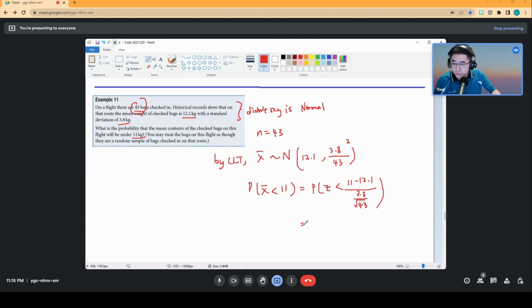So the rest you know how to do. It's just a basic calculation here. So what we have here is 11 minus 12.1, divided by 3.8 over square root of 43. Okay, I have negative 1.898, which equals 0.0288 as your answer. Okay, so this is CLT.